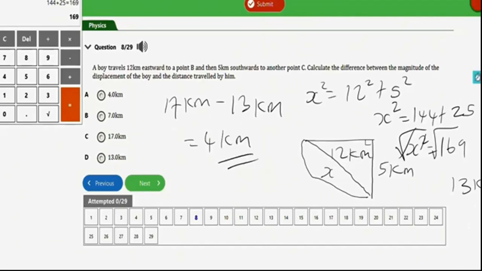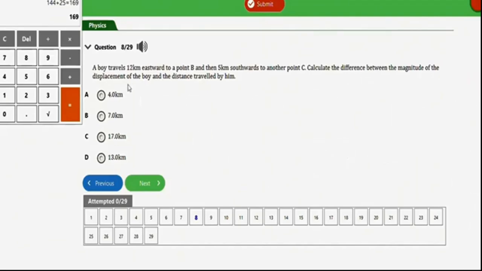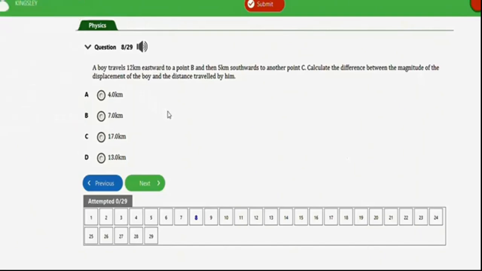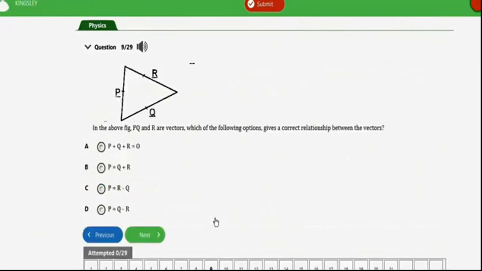Let's wipe this now and look at the next question. Okay, so the next repeated question will be this question. It says, if in the above figure, P, Q and R are vectors, which of the following options gives a correct relationship between the vectors?